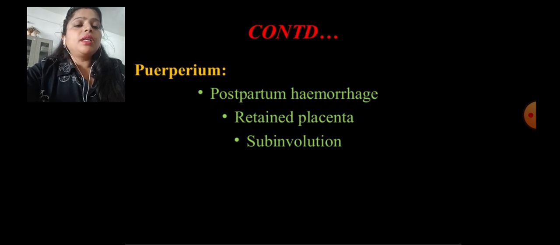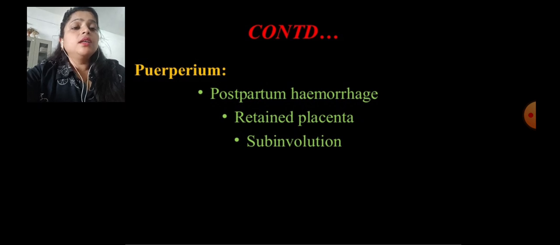Second one is retained placenta. Placenta's bits are retained in the uterus, due to which bleeding occurs. And third comes subinvolution. Subinvolution means when the organs go back to their normal size and shape. Due to this placenta previa condition, the problem is that the body's organs don't reinvolute to their normal state, and due to which subinvolution occurs.